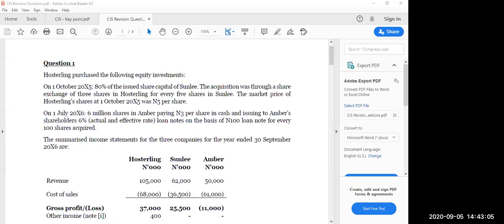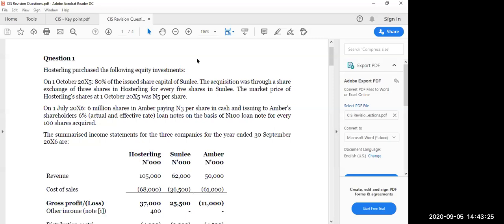So I will just read the question and you can just follow. Question one. Hosterling purchased the following equity investments. On 1st October 20X5, that's the first investment, 80% of the issued share capital of Sunli was acquired on that date. The acquisition was through a share exchange of 3 shares in Hosterling for every 5 shares in Sunli. The market price of Hosterling shares at 1st October 20X5 was 5 naira per share.